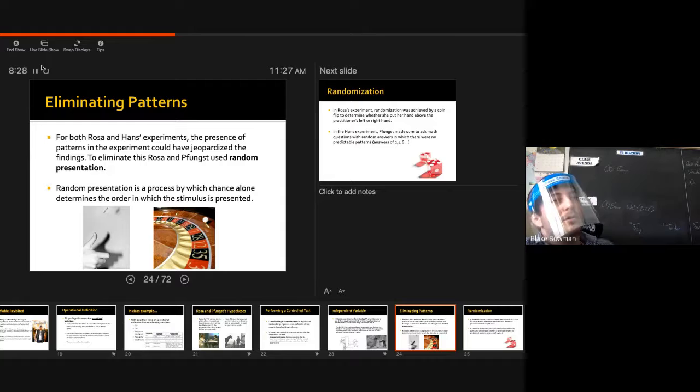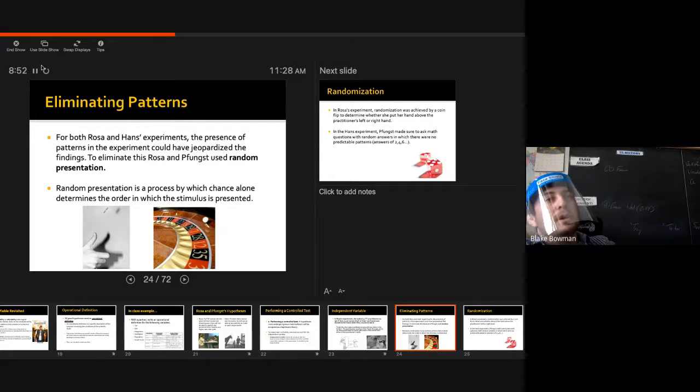All right, so eliminating patterns. With Emily Rosa, she could have had a pattern. Maybe she could have said, okay, at one point I'm going to float over the left hand, and the very next question, I'm going to float over the right hand. And she could continue to do that, right? Obviously, to try to eliminate any type of bias, to make sure that these practitioners aren't catching on to whether or not she just has a pattern of when she floats over the hands, she does randomization.